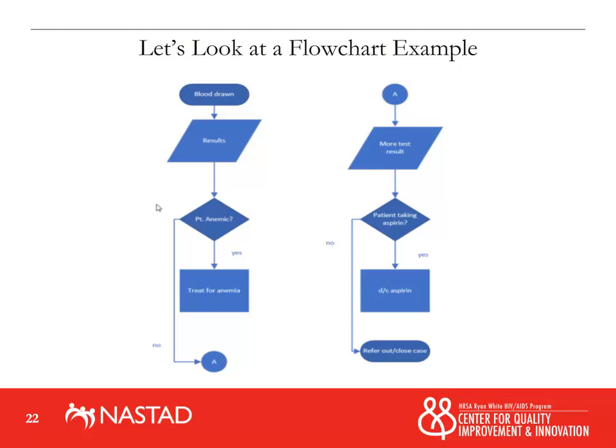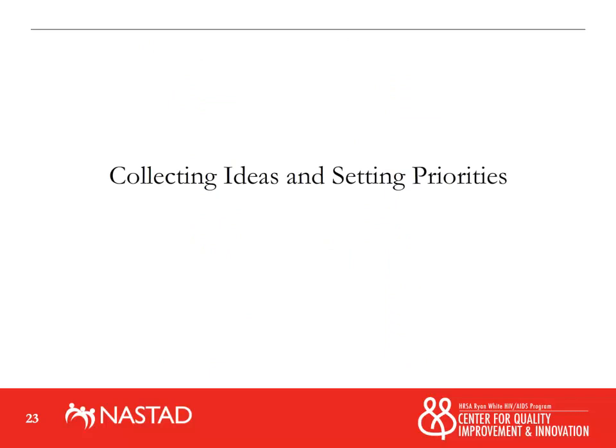And you can see how every step of the way, a clinician could look at this and know what to do, or vice versa, a clinician can map this out for future reference and to show how he treated the patient. We've talked a bit about tools, we've talked a bit about data, we've talked about how to analyze your data. It can be very overwhelming when presented with a lot of information and then not knowing what to do from there. Next, we're going to talk about collecting ideas and setting priorities.